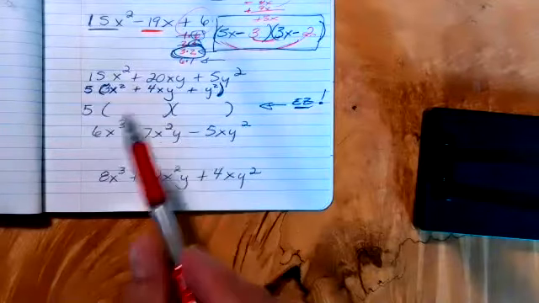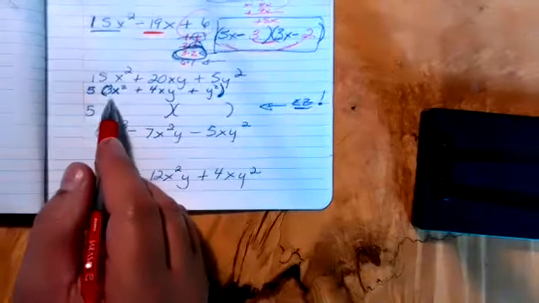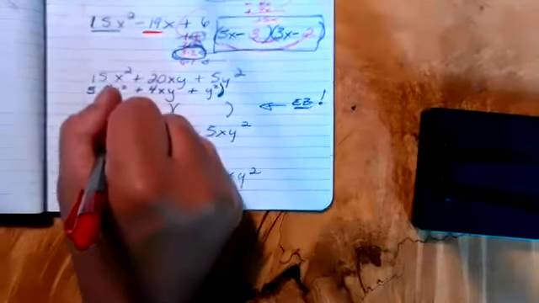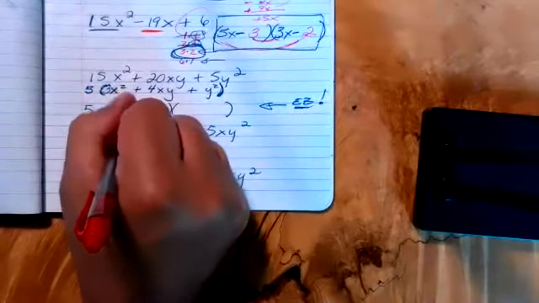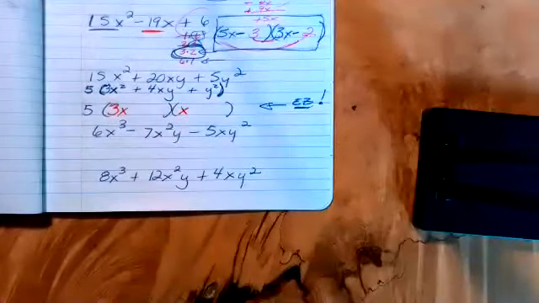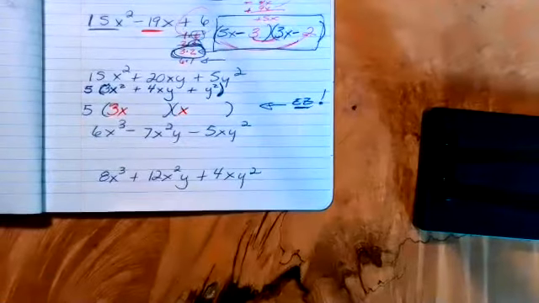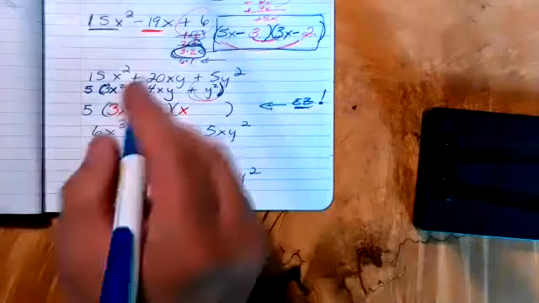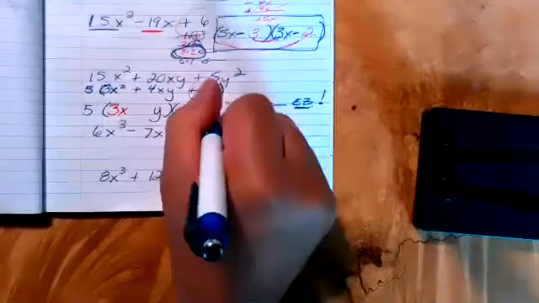Because once I factor out the 5, I have 3x squared here. Well, 3 is a prime number. So the only thing that multiplies to 3 is 3x and x. Right? 3 times 1 or 1 times 3. And the only thing that will multiply to my y squared is y times y.